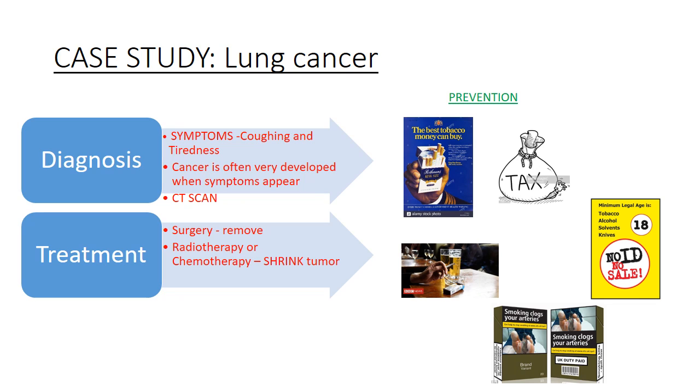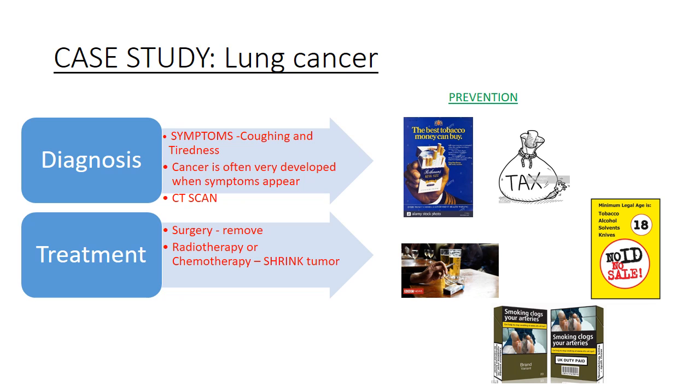So it's really two types of treatment. Surgery: if you're lucky enough to get it identified early, they can remove the tumour, or they will use radiotherapy or chemotherapy to try and shrink the tumour. But the key thing, I think, is that because it's so difficult to diagnose, it's about prevention. And this is something that has radically changed over the last 10, 15 years.